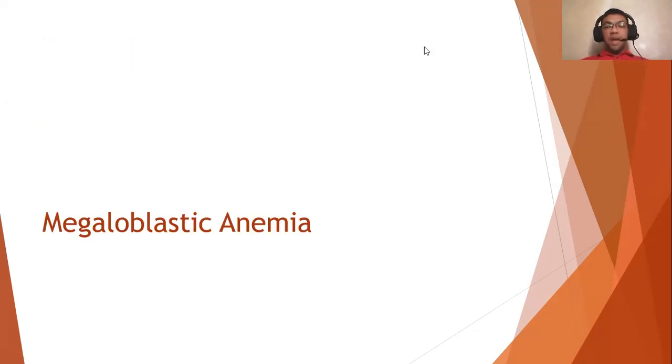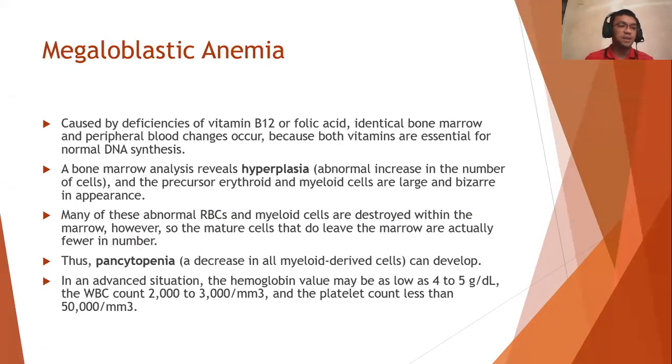Next, we have megaloblastic anemia. So what is megaloblastic anemia? It's caused by deficiencies of vitamin B12 or folic acid, and identical bone marrow and peripheral blood changes occur because both of these vitamins are essential in normal DNA synthesis. So a bone marrow analysis reveals that there is hyperplasia or abnormal increase in the number of cells, and the precursor erythroid and myeloid cells are large and they appear bizarre.